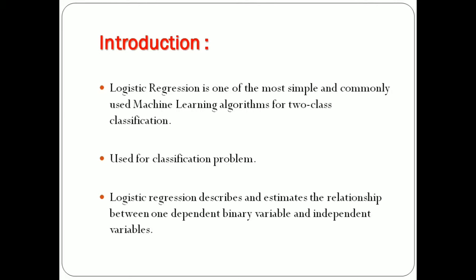Binary in the sense whenever we are categorizing in the form of two, that is 0 or 1, yes or no, spam or not spam. In such cases where the output will be binary, we will use logistic regression. It estimates the relationship between one dependent binary variable and the independent variables. The main criterion is that the dependent variable, that is y, the output variable, should be binary. The independent variable need not be binary, it can be of any type. So the main thing is the dependent variable should be binary. So this is logistic regression.